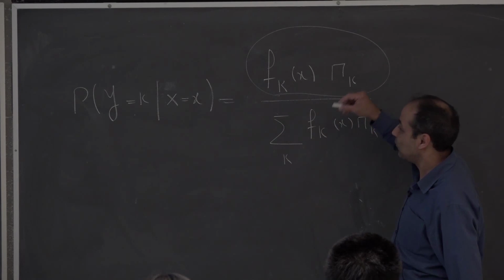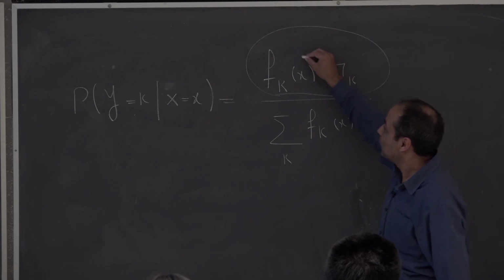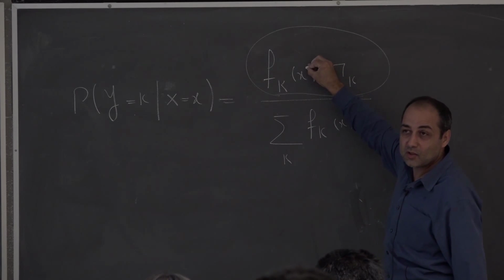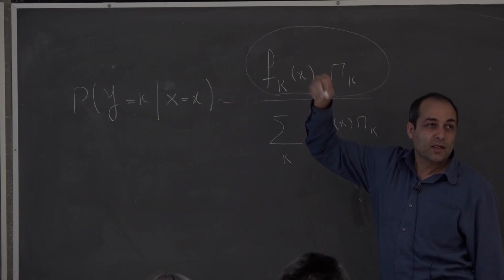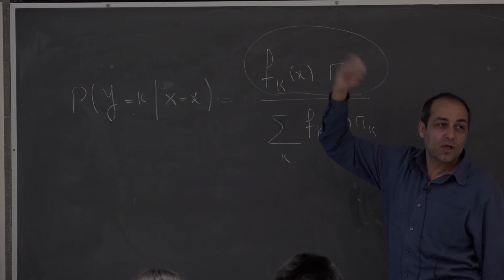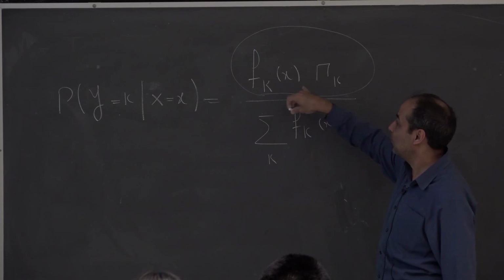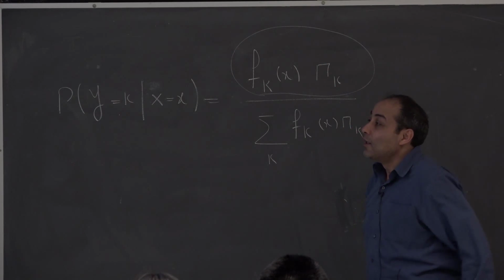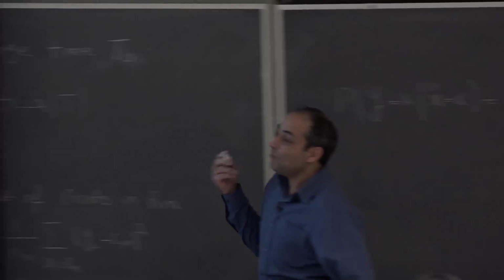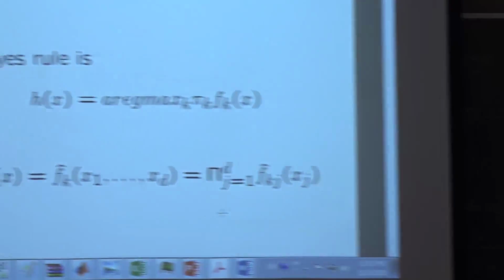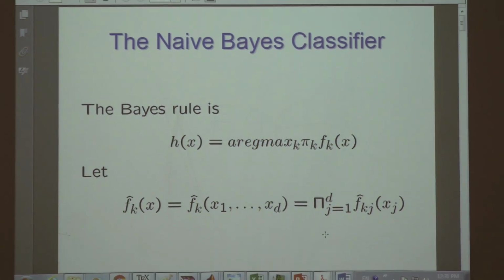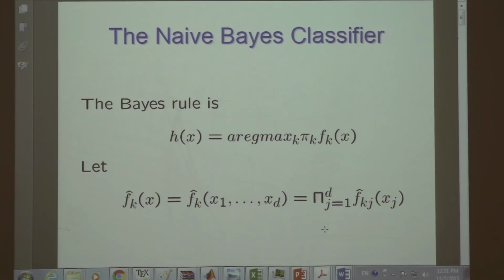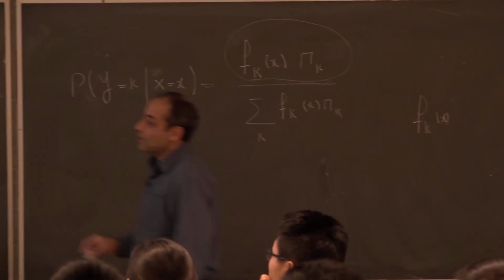And in Bayes classifier, the first thing that we did was to assume that this class conditional is Gaussian. It leads to linear discriminant analysis and quadratic discriminant analysis based on the type of assumption. So it's Gaussian. So naive Bayes is Bayes classifier with a naive assumption. The naive assumption is that this f_k(x) can be written this way.